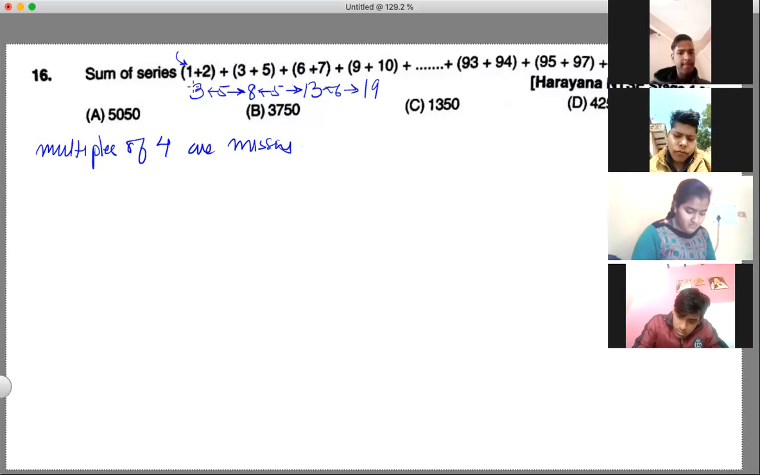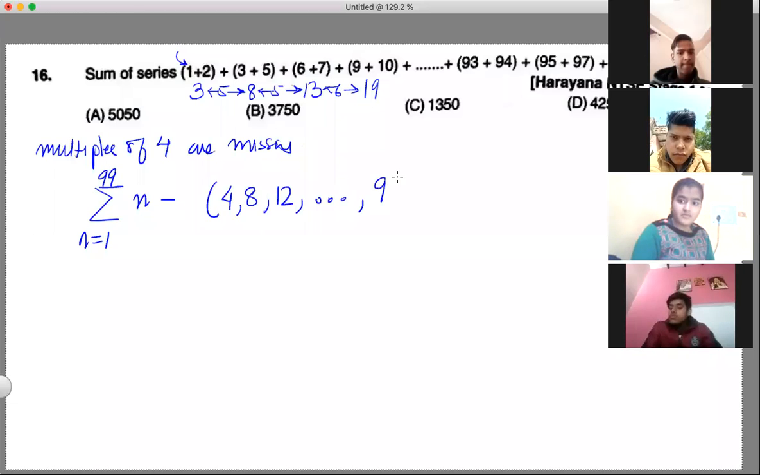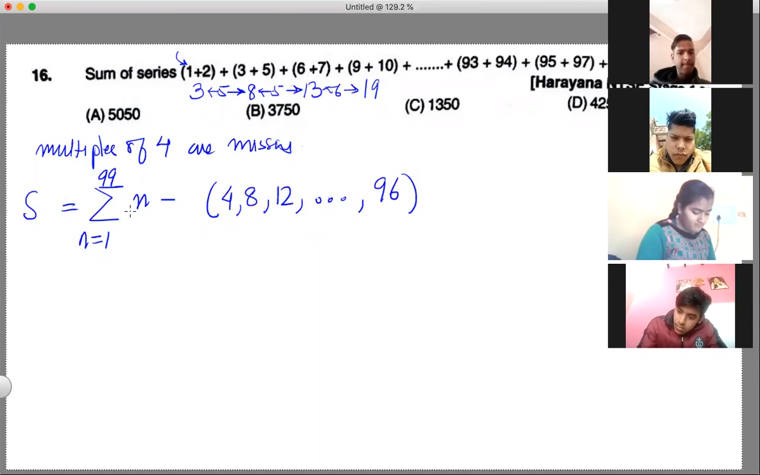Okay, so what is this sum? We can see this sum as a sum over n, where n goes from 1 to 99, minus the sum of a series which is 4, 8, 12, up to 96. Isn't this the sum we are looking for? First add all the natural numbers up to 99, then subtract the missing ones from it.